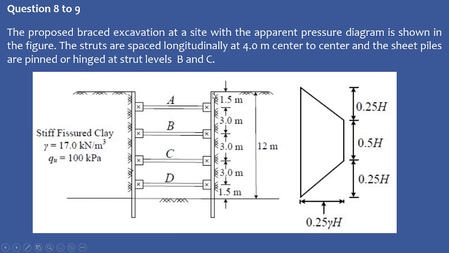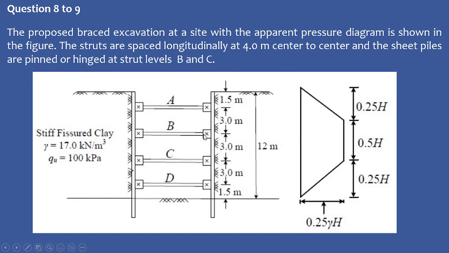How the pressure of the soil varies is not exactly like that, but for the calculation of the forces in the nails, it is said in the literature that this is how we will vary the pressure diagram. The struts are spaced longitudinally at 4 meter center to center, and the sheet piles are pinned or hinged at strut levels B and C.